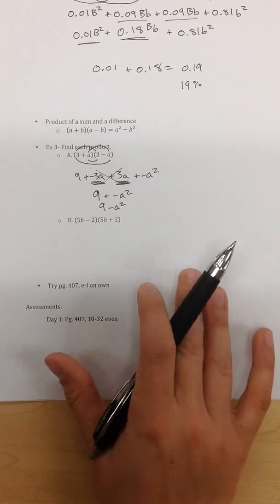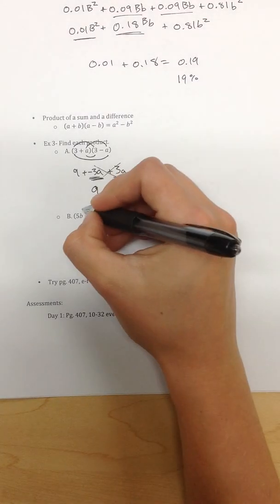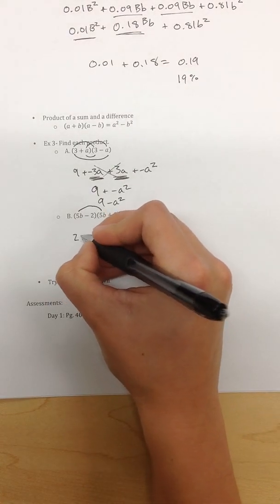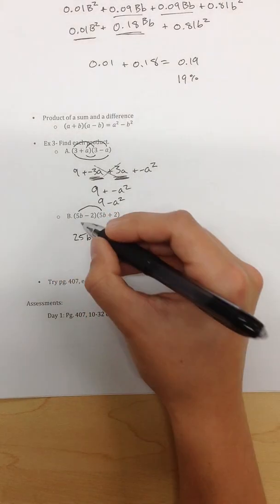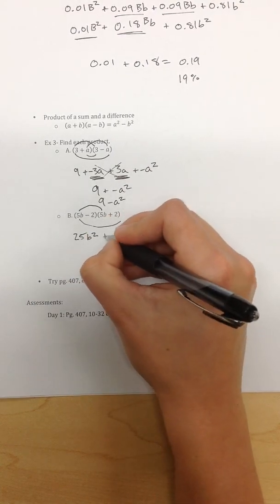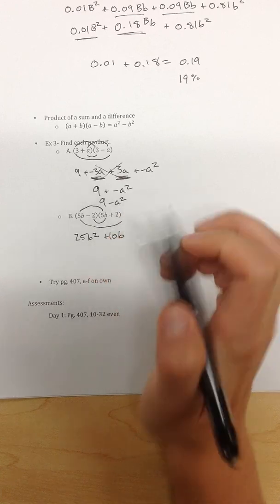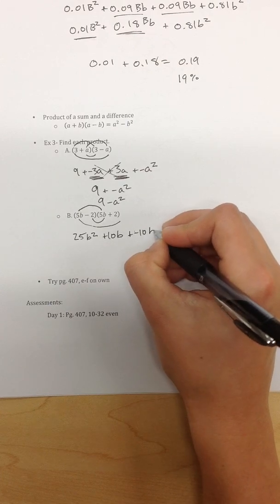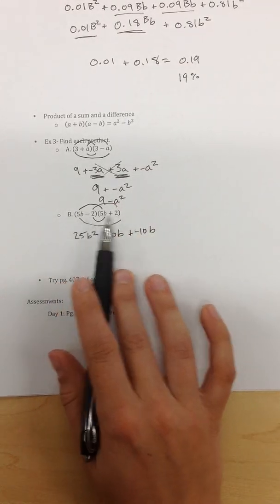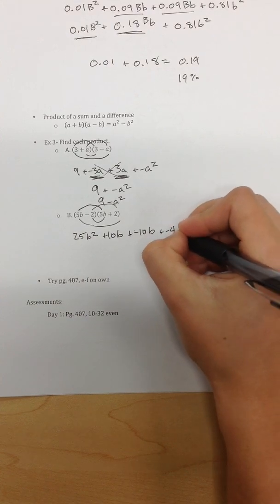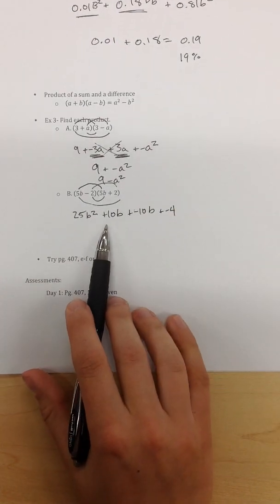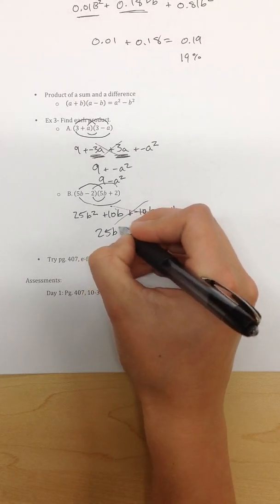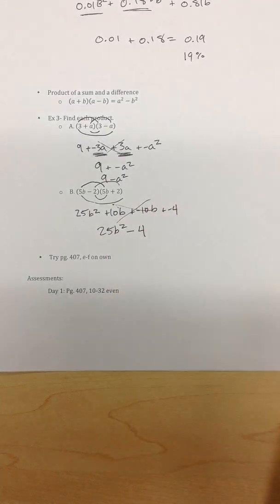So let's try another one here. Again, if we do our FOIL, it would be first times first, so 5b times 5b would be 25b squared. Outside would be 5b times 2, which would be 10b. Inside, think of that as a negative 2, so negative 2 times 5b would be negative 10b. And then our last would be negative 2 times 2, which would be negative 4. So again here we've got a positive 10b and a negative 10b, so those middles end up canceling. So we'd have 25b squared minus 4.